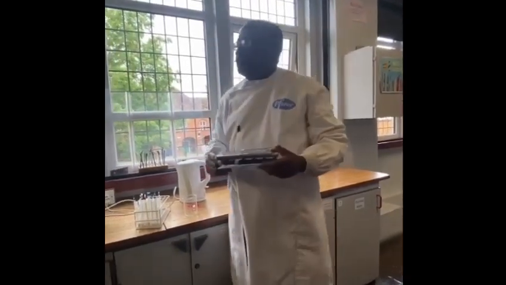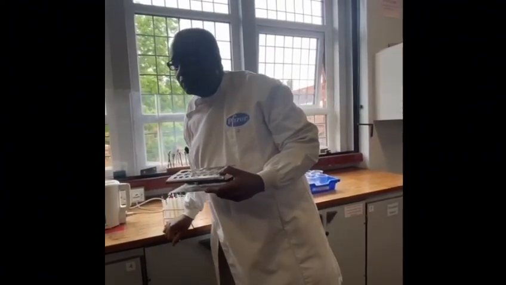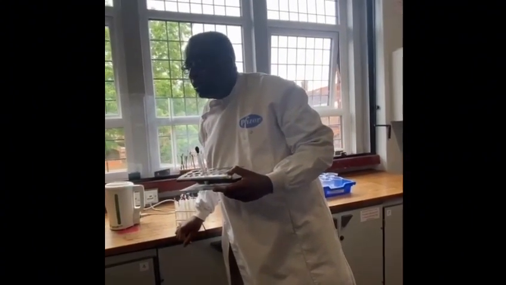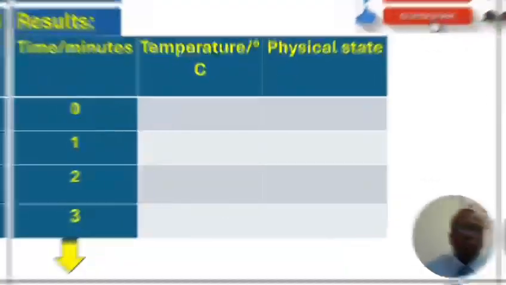Is there anyone who's not very clear with this experiment? Yes, ask a question. So, with the hot water in the beaker, what would happen if we spill it on the table? You get tissue and just dry it off.